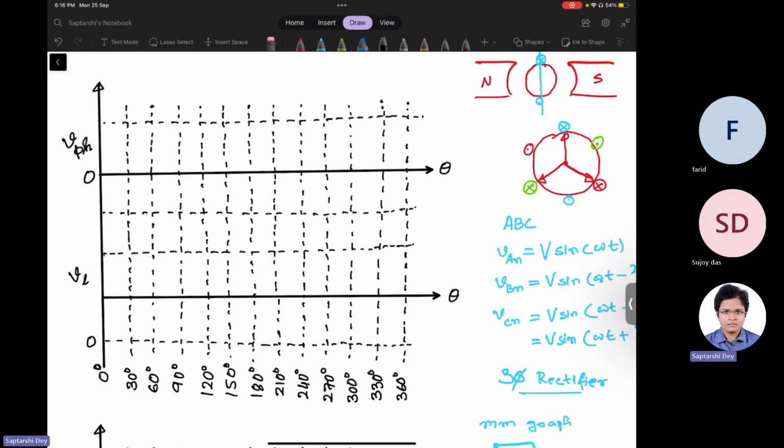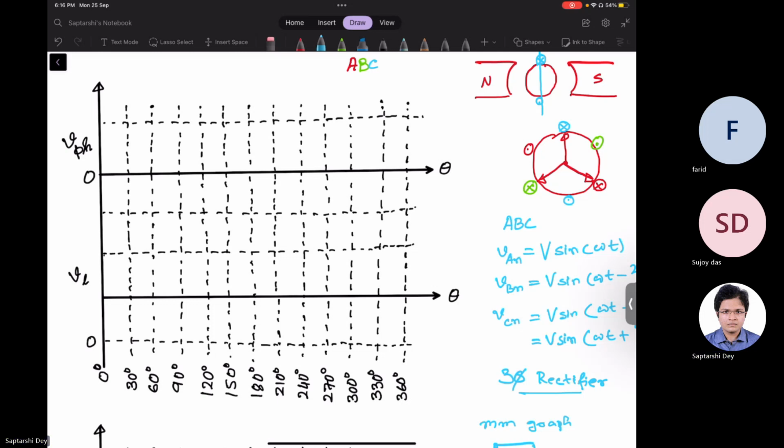Okay, so this is enough to have a 30 degree grid. Now we will start with drawing phase voltages. Right, so there are three. What I will do is I will draw phase A with red, phase B with green, and phase C with blue.